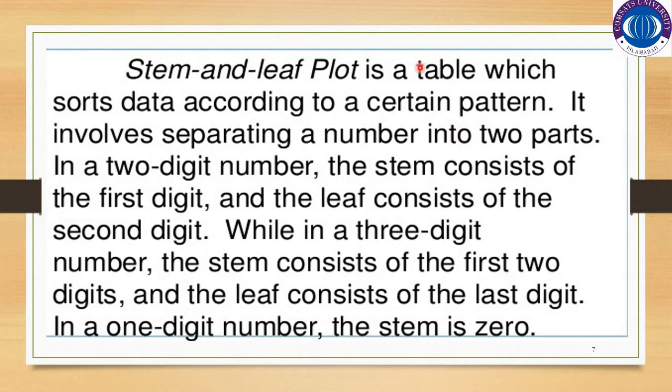Stem and leaf plot. A stem and leaf plot is a table which sorts data according to a certain pattern. It involves separating a number into two parts. In a two-digit number, the stem consists of the first digit and the leaf consists of the second digit. In a three-digit number, the stem consists of the first two digits and the leaf consists of the last digit. In a one-digit number, the stem is 0.